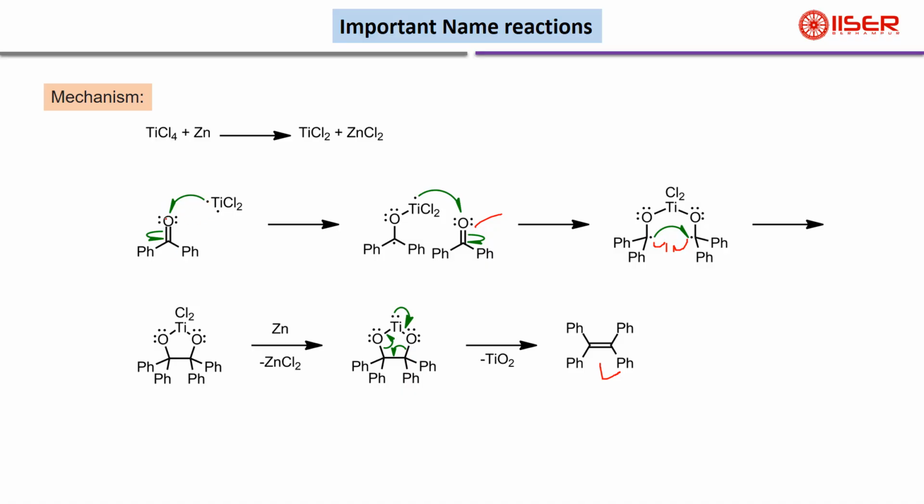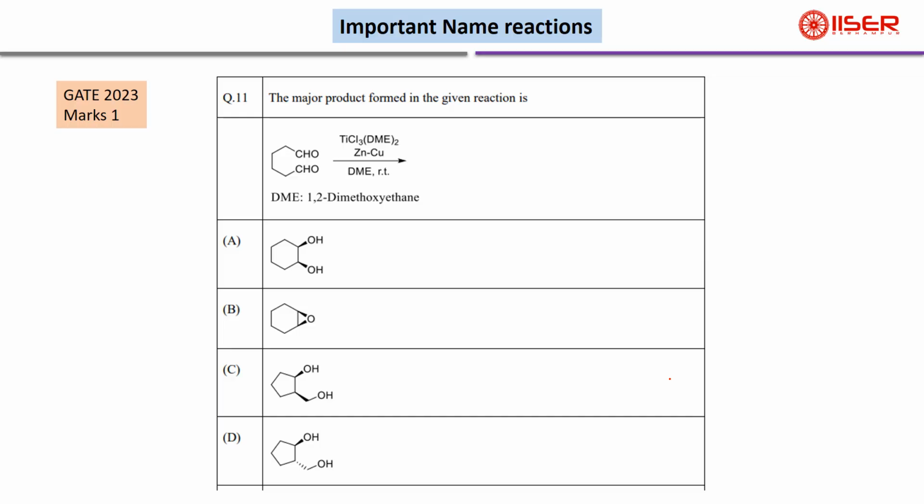First, it will give one electron to this oxygen and it will open up and form a radical intermediate. Then it will react with another molecule of aldehyde. After that, it undergoes a homocoupling, and through cleavage of these ring bonds, it will form this alkene. So there is one reaction here. What will be the major product formed in this reaction? Just remember the mechanism and try to draw it. Try to get an idea what will be the product in this case.